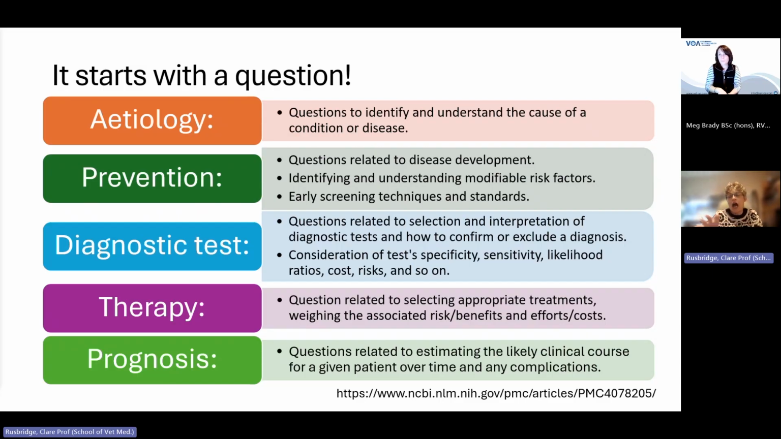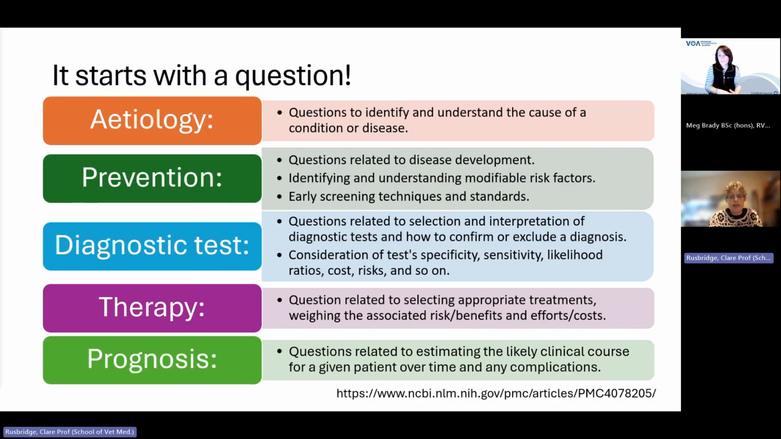looked at that? And so looking at risk factors, early environment, for developing hip dysplasia or elbow dysplasia. Early screening techniques and standards. Are animals which were got from screened parents less likely to get disease?